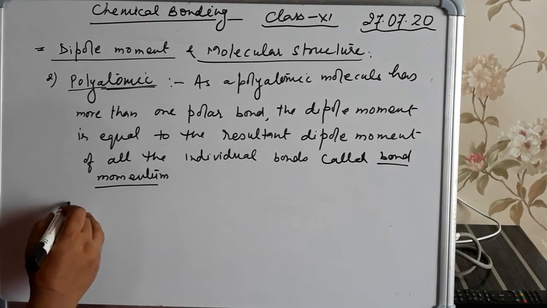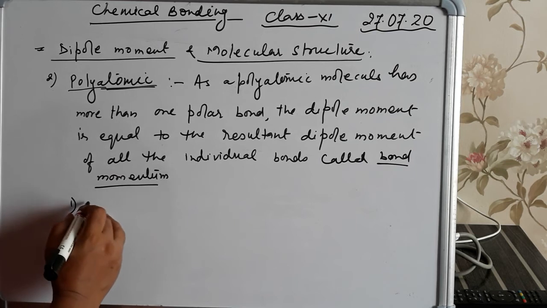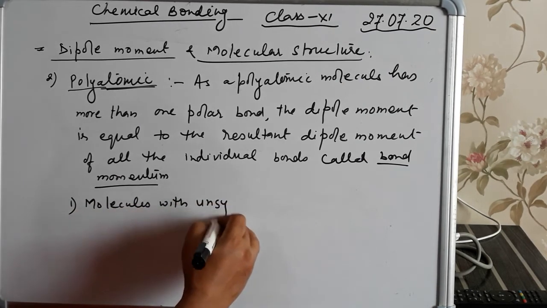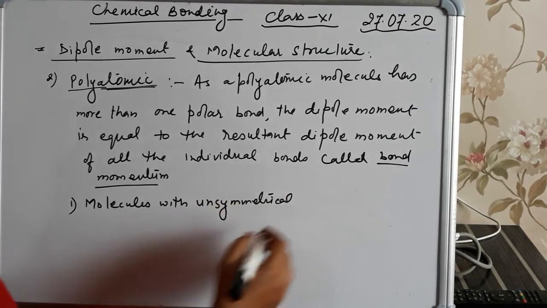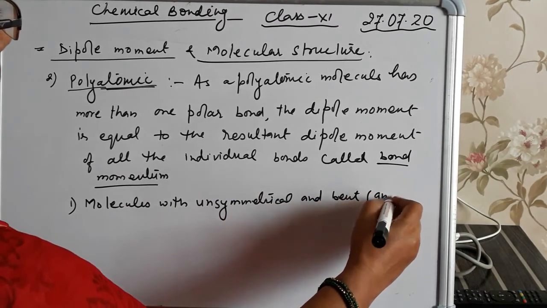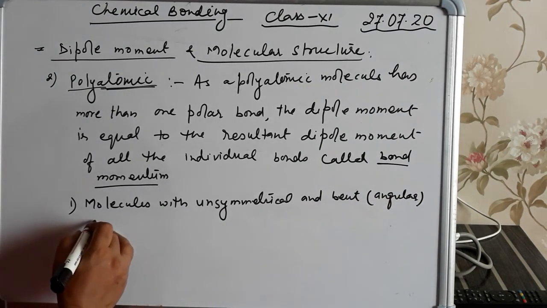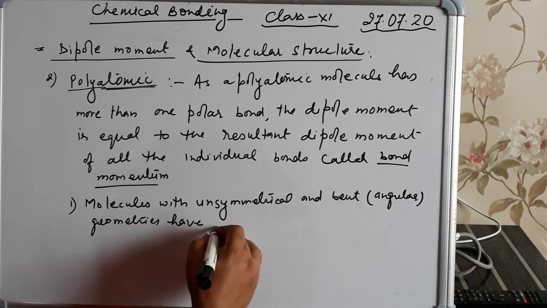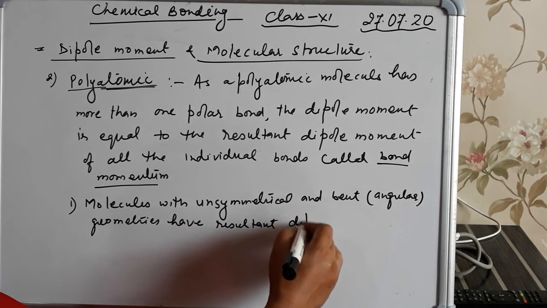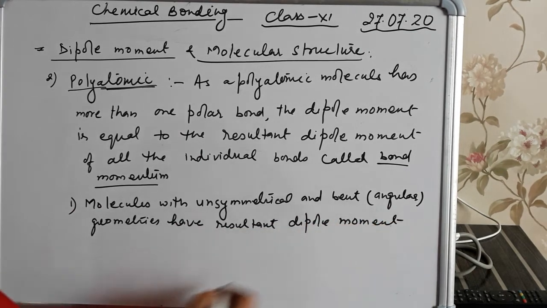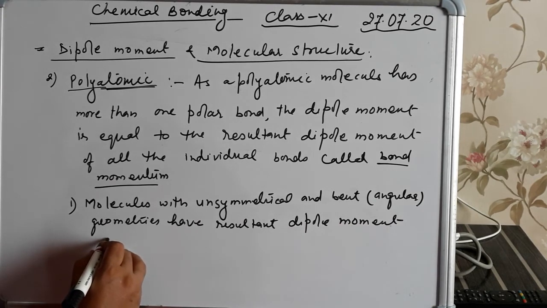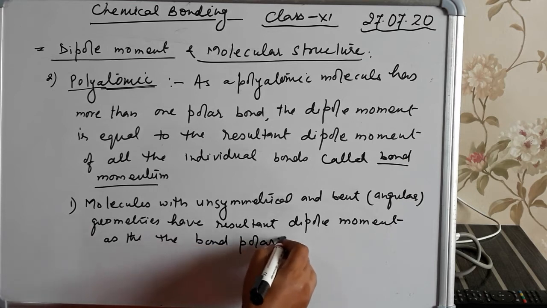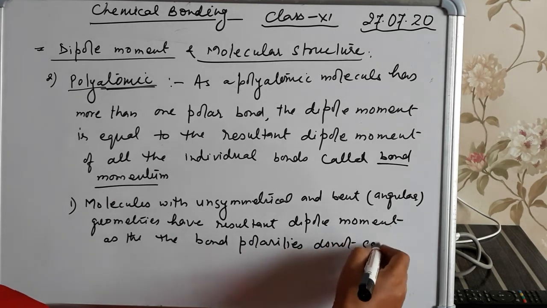So in polyatomic molecules, at first we discuss molecules with unsymmetrical and bent, meaning angular, geometry. They have a resultant dipole moment, as the bond polarities do not cancel out.